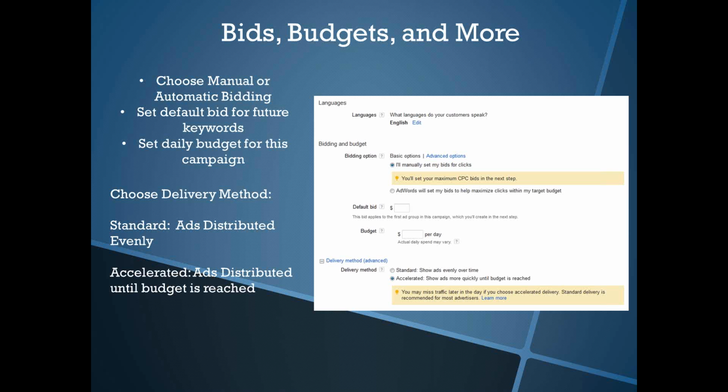Automatic is going to try to get you the most clicks possible for your budget, which can be effective if you want to get in front of a lot of people. But the problem is it's not going to be optimized necessarily to the right clicks. So if you can get a lot of people in there who aren't buying your product, that's really not going to help you in the long run.